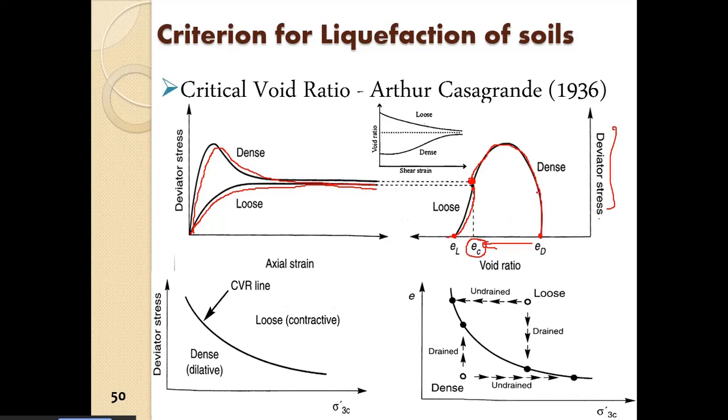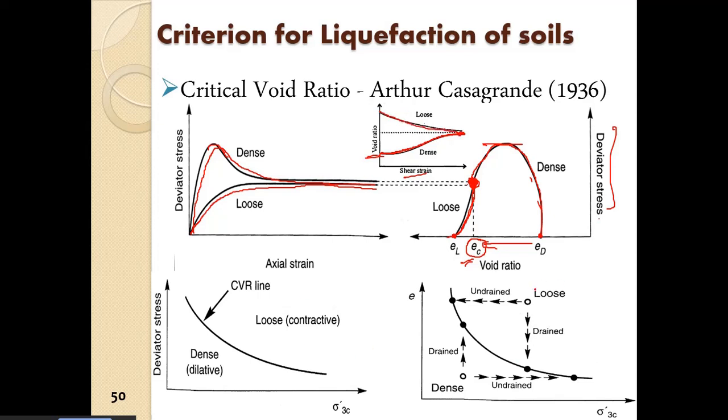This is due to the deviator stress. So the deviator stress will increase up to this point. So plotting void ratio versus deviator stress, we will get a curve like this, and ultimately both curves will meet at one point. So that is the critical void ratio. If we plot it in terms of void ratio and shear strain, we will have for dense sand this expansion or increase in void ratio, and for the loose sand we will have a decrease in the void ratio.